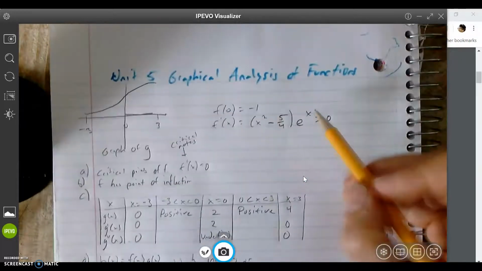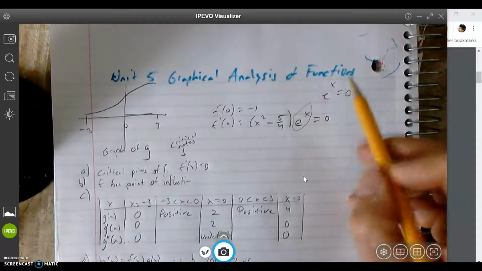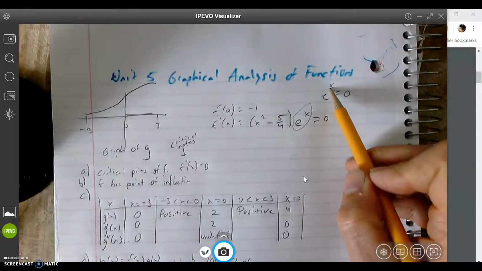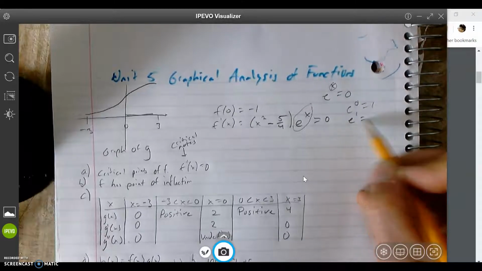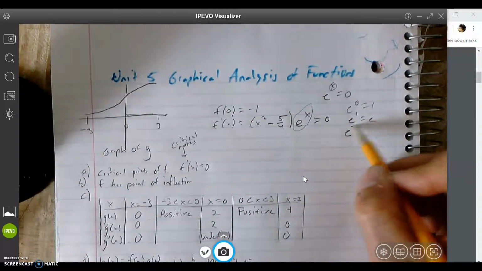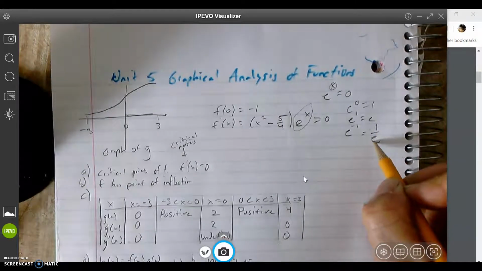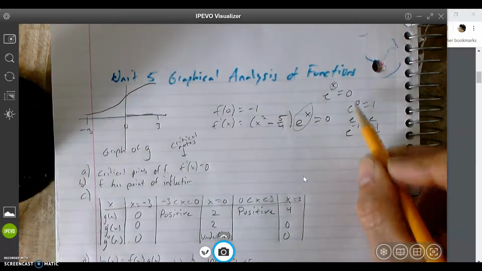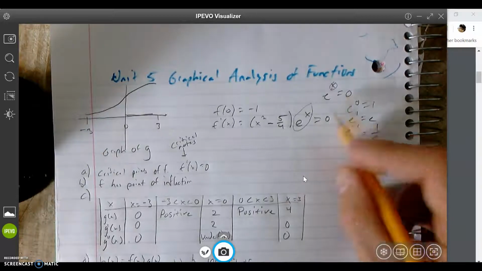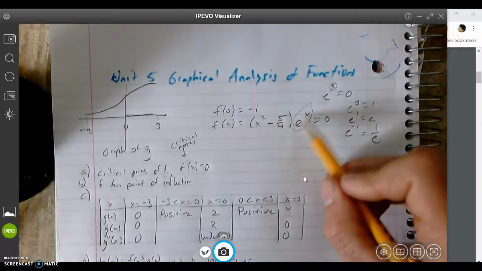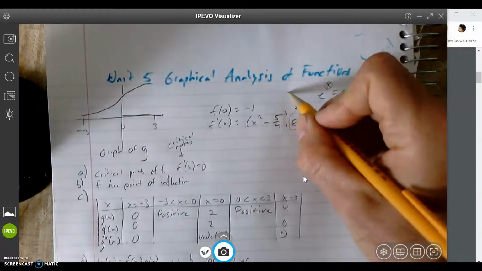Now, one of the things I notice is this: you can never get an exponential equal to 0. If you put 0, e to the 0 equals 1. What if I put a negative number? e to the -1 is 1 over e, which is 1 over 2.71. That's just a fraction, that's positive. You can't put anything in there that's going to give a 0 or a negative number. So this is always going to be positive regardless.